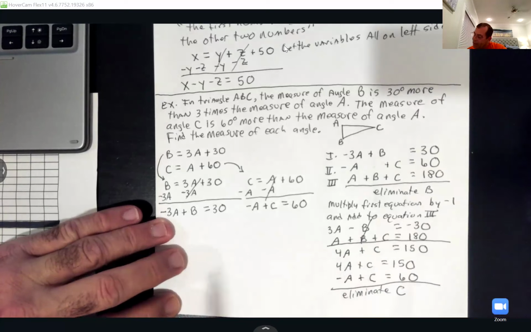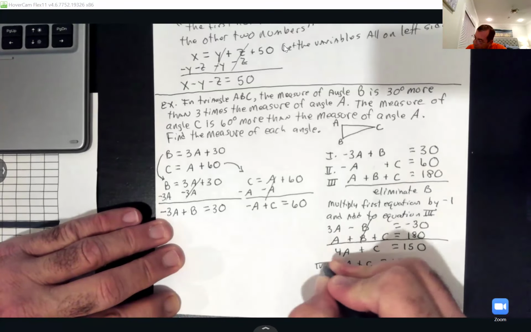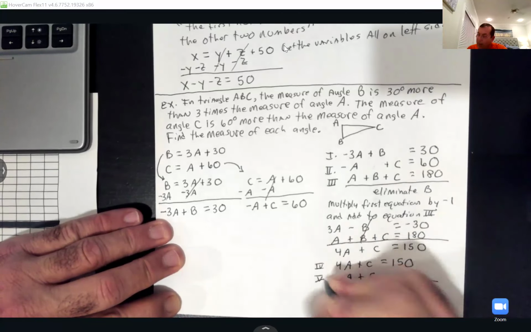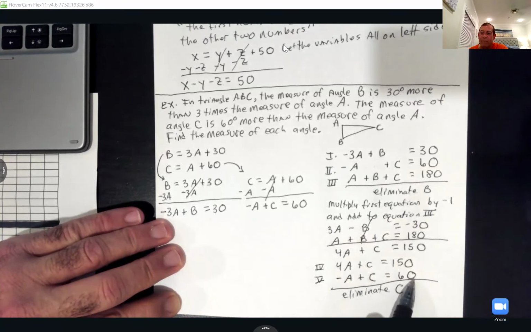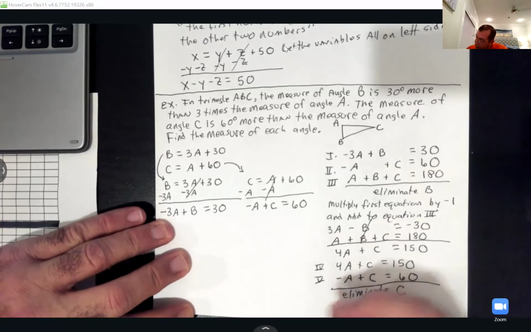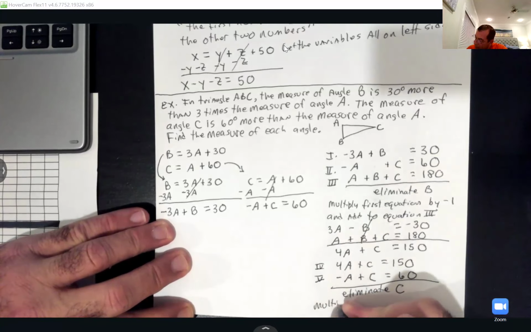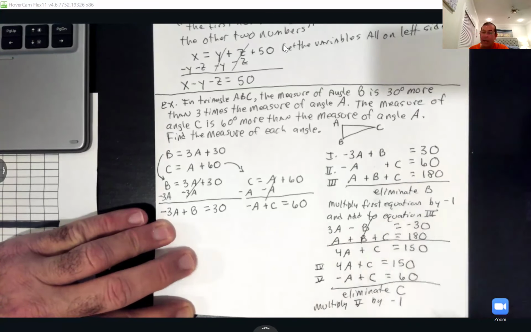So to eliminate the c, let's call this equation 4 and equation 5. So to eliminate c, I'm going to multiply equation 5 by a -1. And then that +1 and -1 will cancel. So multiply 5 by a -1.